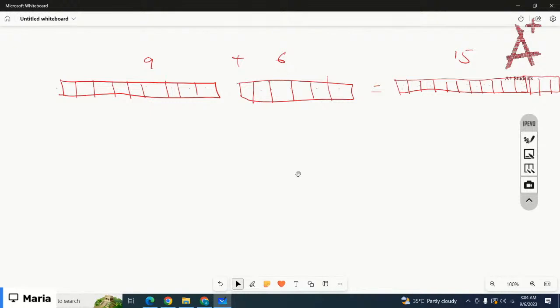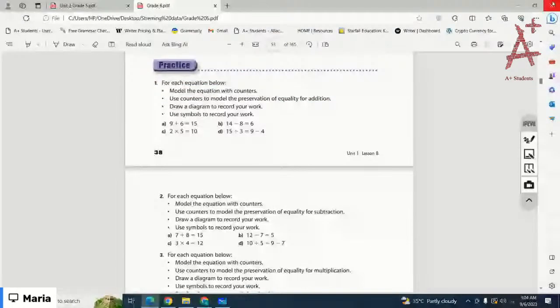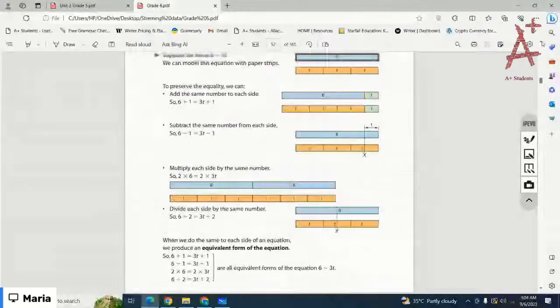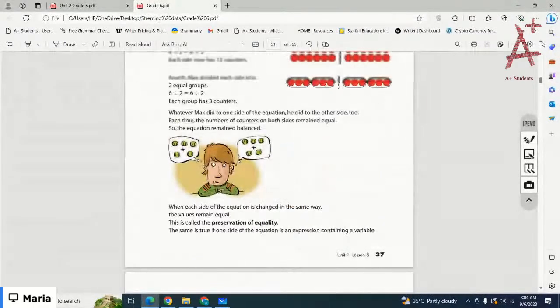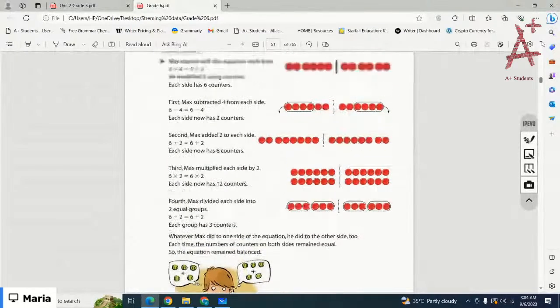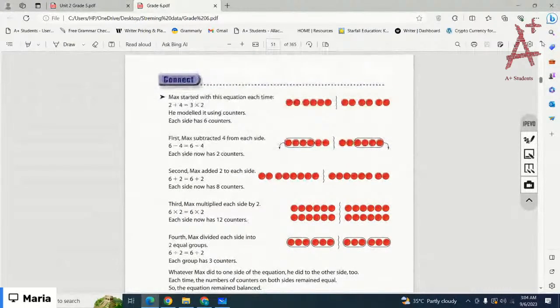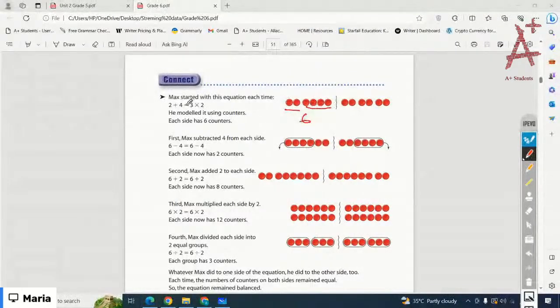Okay, let's just do an example related to the counters because making counters on the board is very difficult. Just look at this example. Max started with the equation 2 plus 4 equals 3 times 2, right? He modeled it using counters. Each side has 6 counters. You can see 2 plus 4: here you have 2 counters, and here 4 counters. When you count them together, they make 6. On the other side, 3 times 2 means you have 3 groups of 2 counters. You add, it makes 6, right?